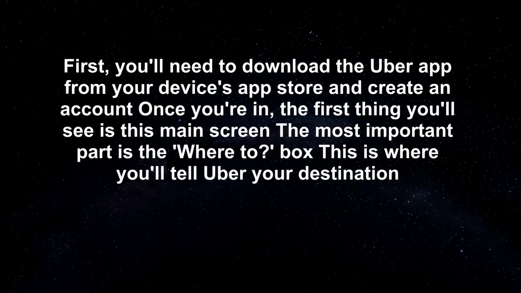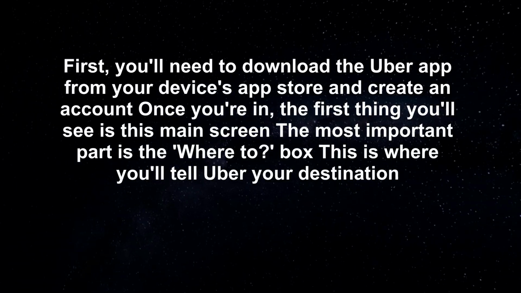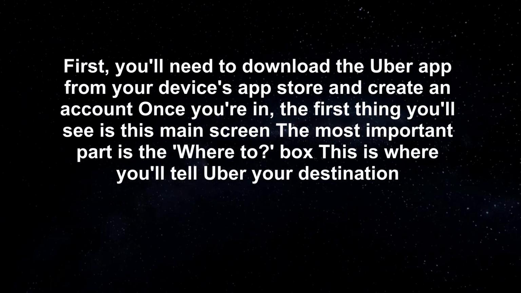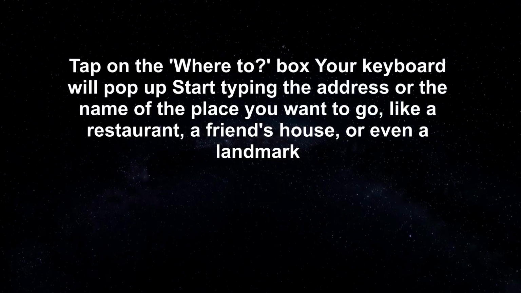Once you're in, the first thing you'll see is this main screen. The most important part is the Where To box. This is where you'll tell Uber your destination. Tap on the Where To box. Your keyboard will pop up.